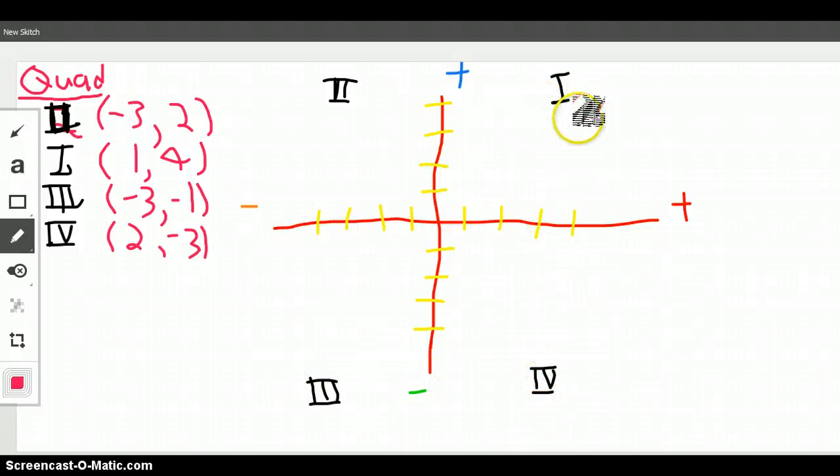So the first quadrant is in the upper right hand corner of the grid. The second quadrant is in the upper left hand side of the grid, and the third one's on the bottom left hand corner of the grid, and finally the fourth one's on the bottom right hand corner of the grid. So let's try some points that I pre-selected for us to plot.